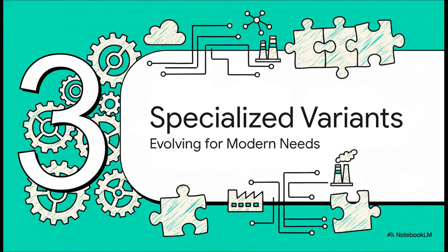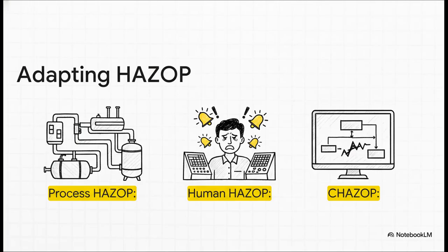But hey, HAZOP isn't a one-size-fits-all tool. The methodology has actually evolved over the years to tackle some very specific, very modern challenges. For example, there's something called a Human HAZOP, which focuses specifically on human error. It analyzes things like cognitive load and the very real danger of alarm fatigue, where operators get bombarded with so many alerts that they just start tuning them out. And of course, in our super automated world, there's CHAZOP, which applies that same logic to computer control systems, looking for failures in software and digital signals.